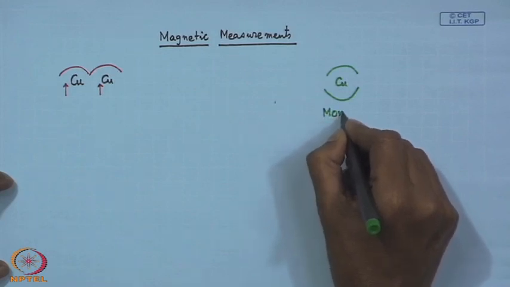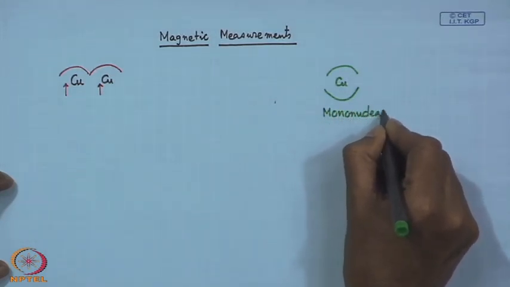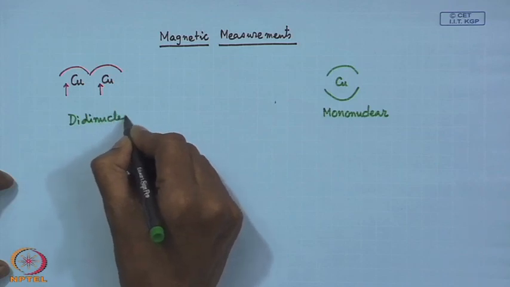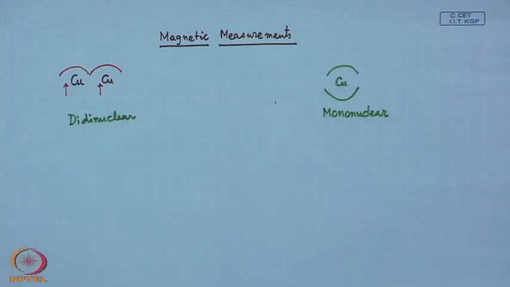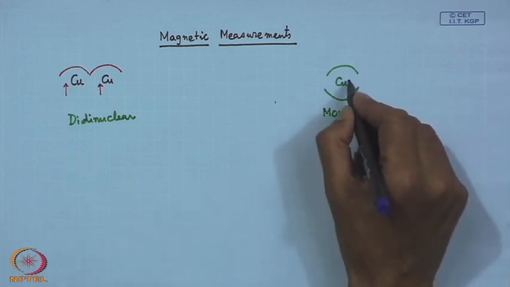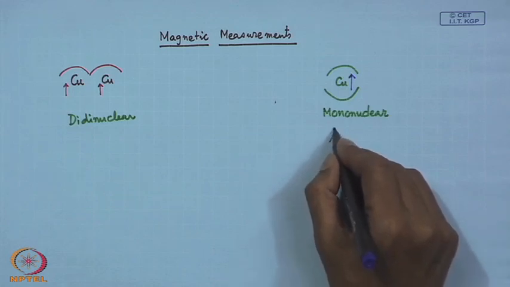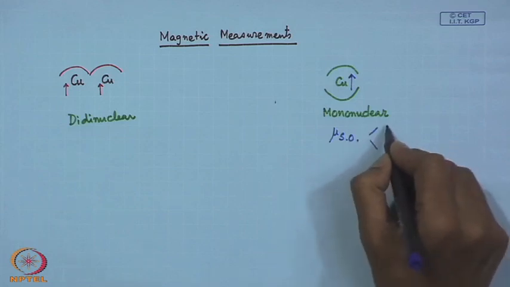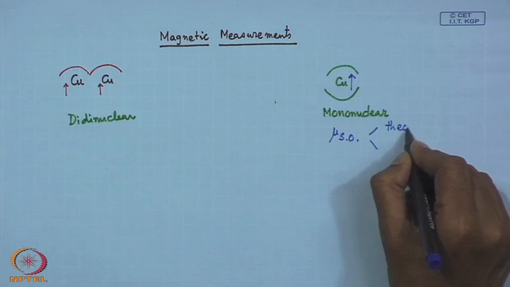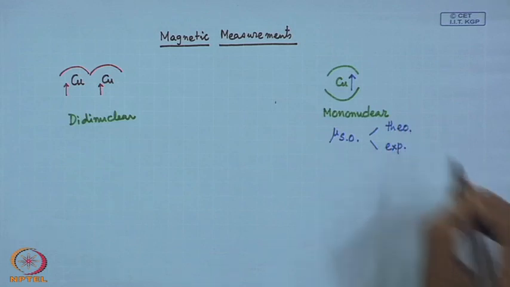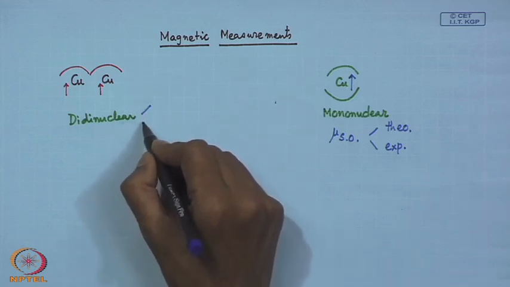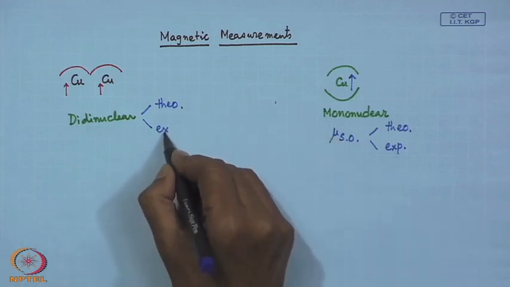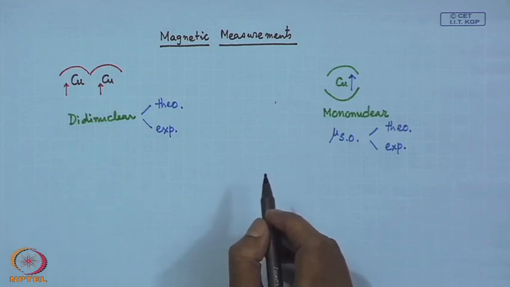So, if we have a mononuclear complex, and this is obviously a dinuclear one, these two systems we can simply compare by knowing the corresponding magnetic moment values. If this is simply the spin only value, we can have one theoretically predicted value and another one is the experimentally determined quantity. Similarly, here also we can have the theoretically predicted one and the experimentally determined one.